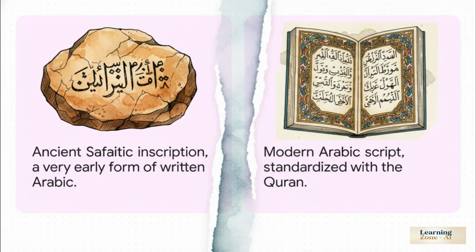All right, so let's start with a little pop quiz. Take a look at these two pieces of writing. On the right, you'll probably recognize the beautiful flowing script of the Qur'an. But what about that inscription on the left? I mean, it looks like a completely different language, right? So which one is actually Arabic?